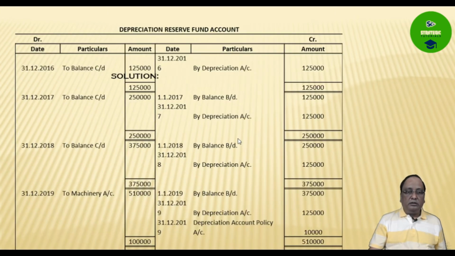Now I am coming to the solution. So this is the depreciation reserve fund account. Depreciation account debit to depreciation reserve fund account, so 1,25,000. The same balance will continue and ultimately it will come to 2019. The balance is 3,75,000. So it is nothing but the accumulation of 1,25,000 each year. Next, depreciation policy account is 10,000 and the machinery account: depreciation reserve account debit to machinery 5,10,000.